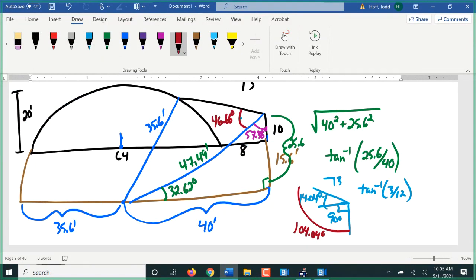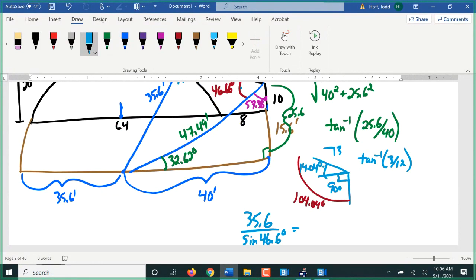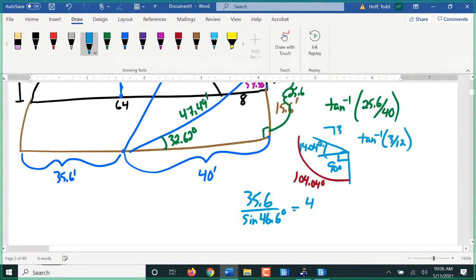So we now have two sides and an angle. We can find everything else in this triangle now. Let's find this angle up here. We know it is obtuse. So I'm just going to call that angle A for right now. I know that 35.6 over the sine of 46.6 degrees, that's this side over its opposite angle, has to equal this side over the sine of that opposite angle. So 47.49 over the sine of angle A.